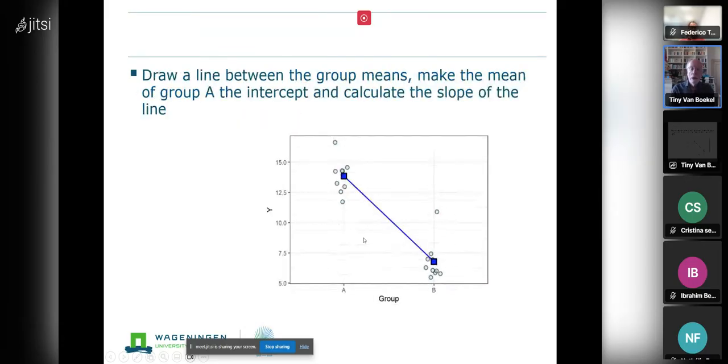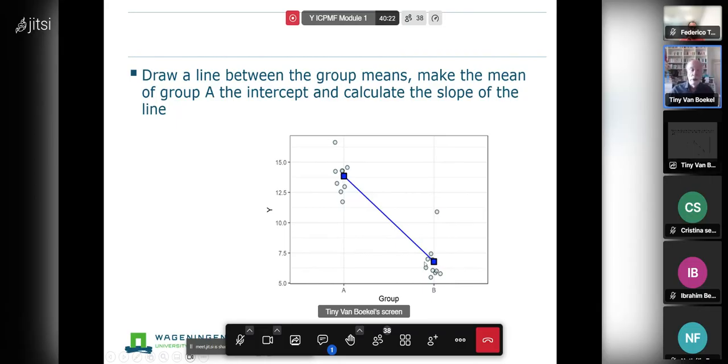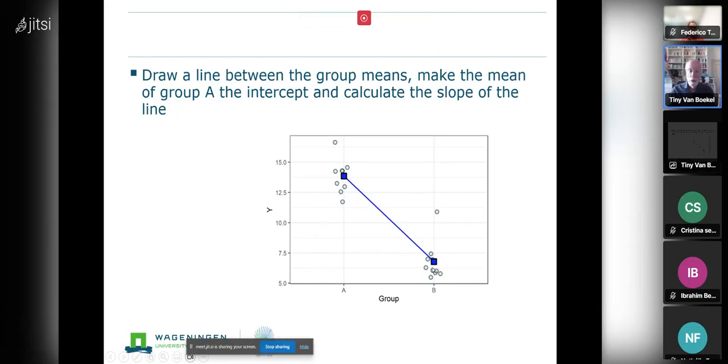And the first thing you could do is to draw a line, because with 2 points you can always draw a line. And then the next step is you can do linear regression with this result, which means that you make the mean of group A the intercept, and then you calculate the slope, how much it takes to go from group A to group B. So that's why it is actually just linear regression, the only difference being that you now have categorical variables here.